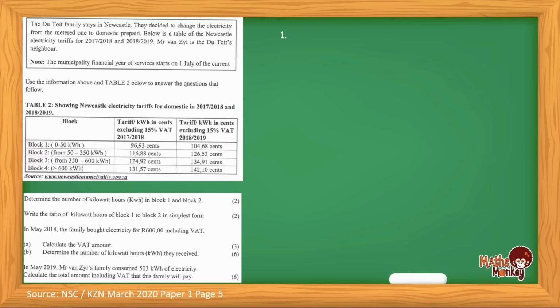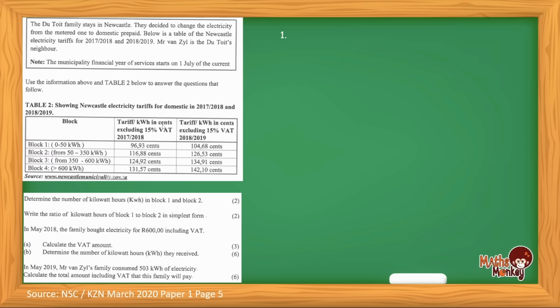The Du Toit family stays in Newcastle. They decided to change the electricity from metered one to domestic prepaid. Below is a table from the Newcastle electricity tariffs for 2017 and 2018 and 2018 and 2019. Mr. Van Zyl is Du Toit's neighbor. Note, the municipality financial year of services starts on 1 July of the current year. Okay, so remember, whenever we get a question, we always read all the information first. Then it says to use the information above and table 2 below to answer the questions that follow. So we are paying attention.